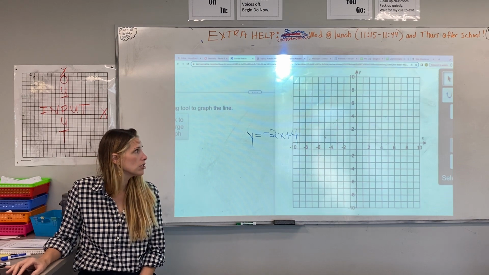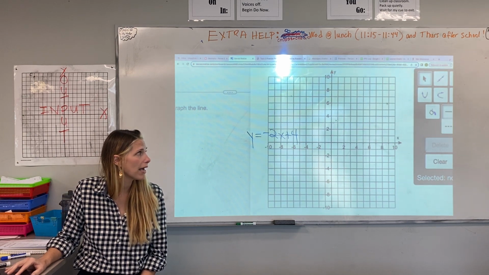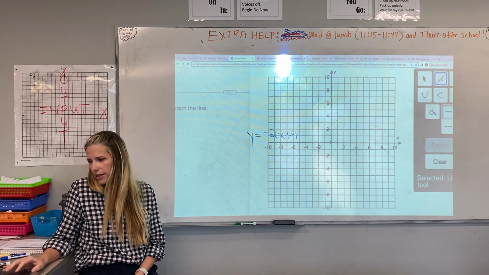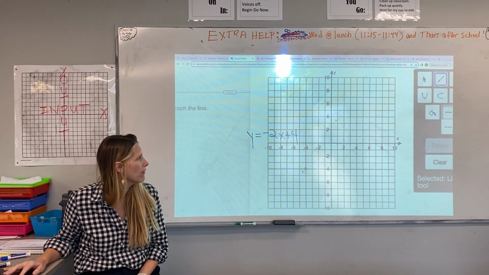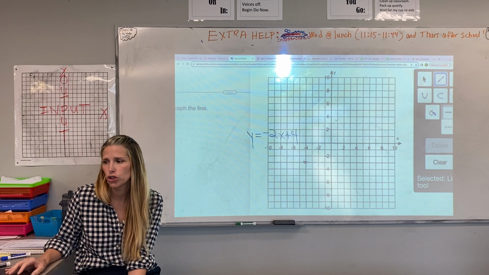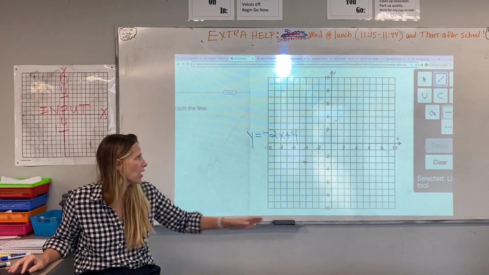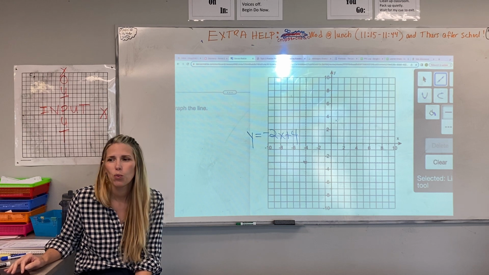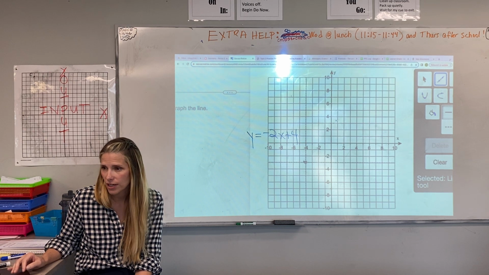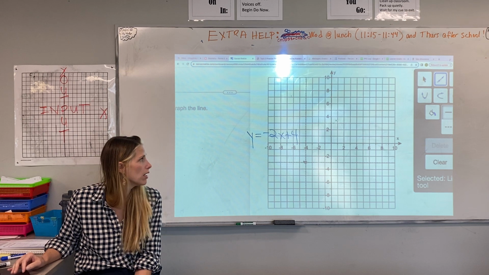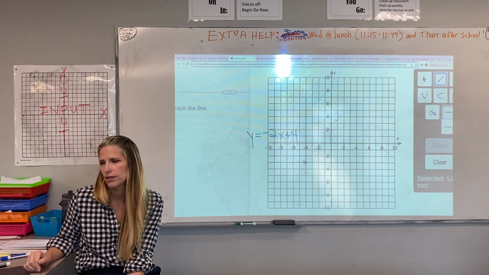All right, so I'll get my line for our linear equation. And now I have a negative 2x plus 4. In order to make a line, I simply need to graph 2 points. Based on this slope-intercept form, what should I graph first, Emily? Negative 2. Where should I graph the negative 2?